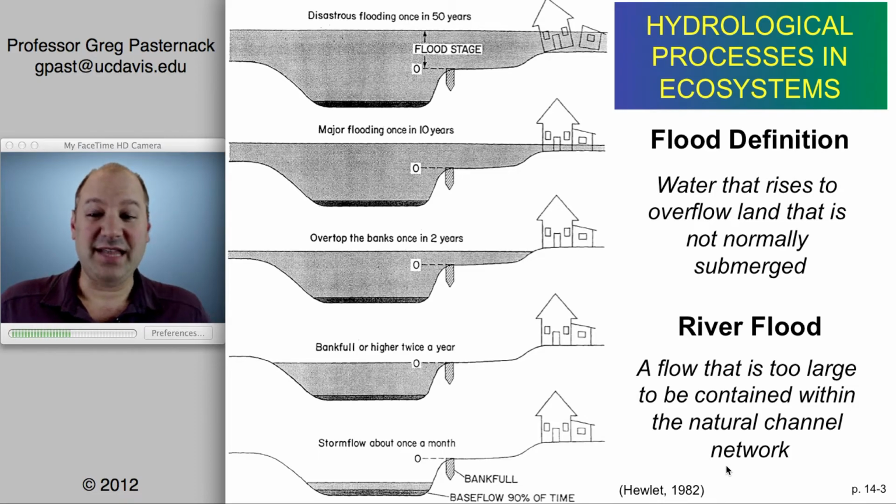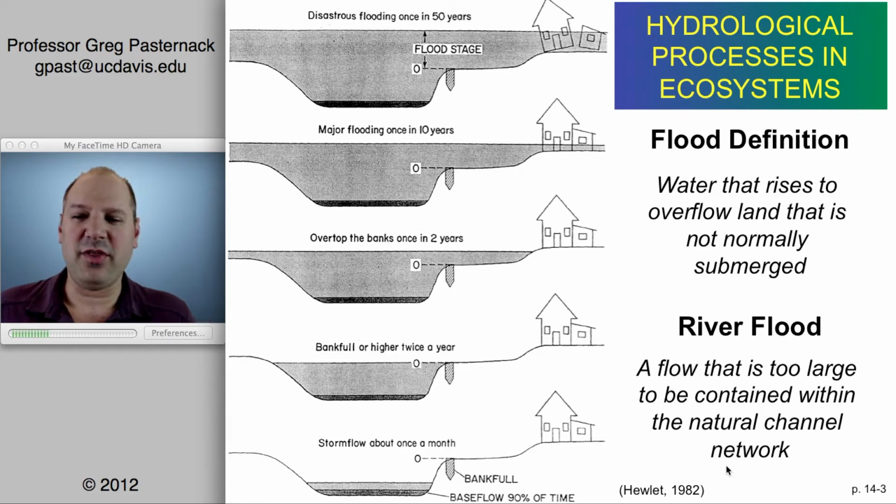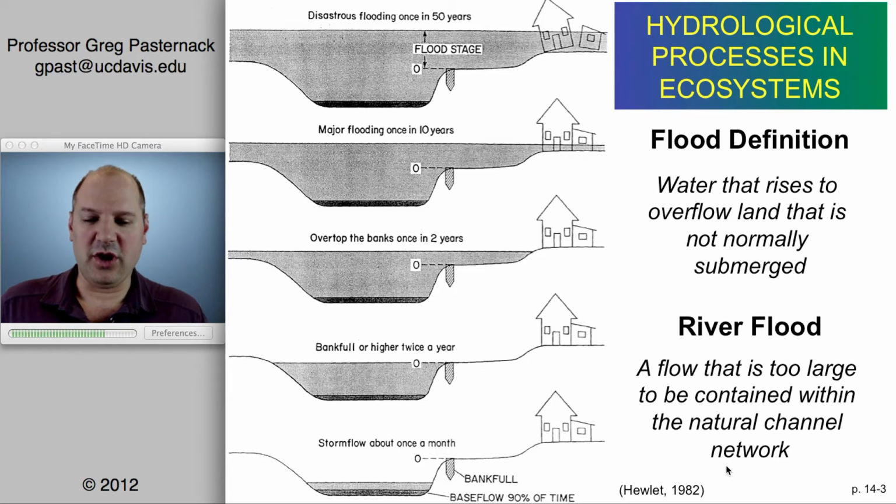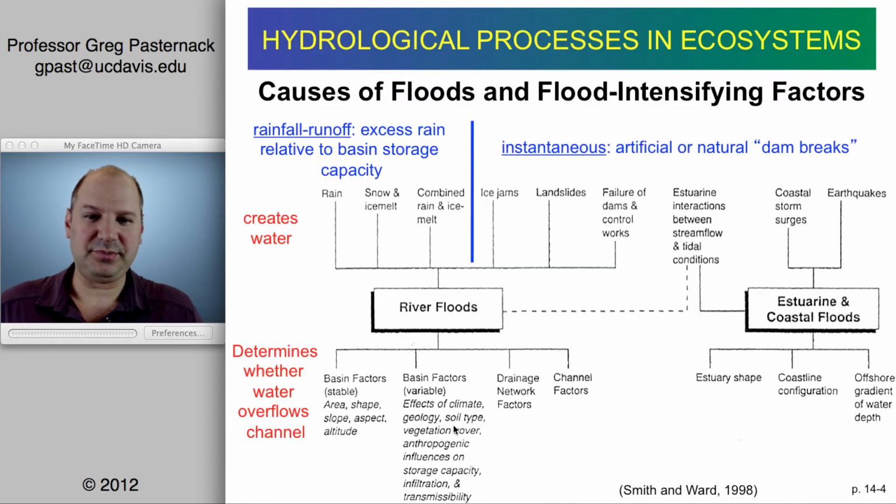Okay, well, from the most basic sense, a flood is simply water that rises to overflow land that is not normally submerged. Pretty simple. I'm sure you're familiar with that concept. And we can define a river flood specifically with regard to a channel. And I've shown you this diagram before. You can see that there is a well-defined geometric cut into the land. We call that a channel. And anytime that the flow is too large to be contained within the natural channel network, then you get the first part, which is water spilling out of that.